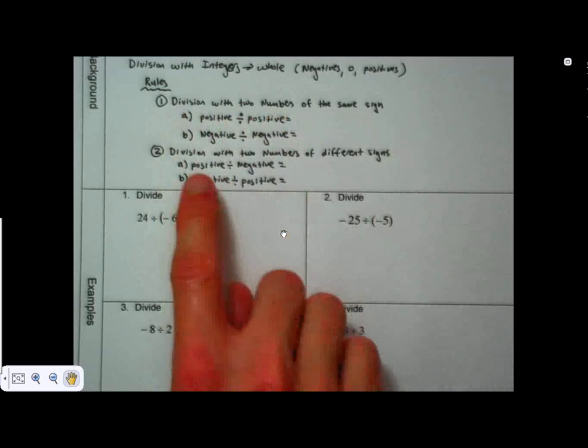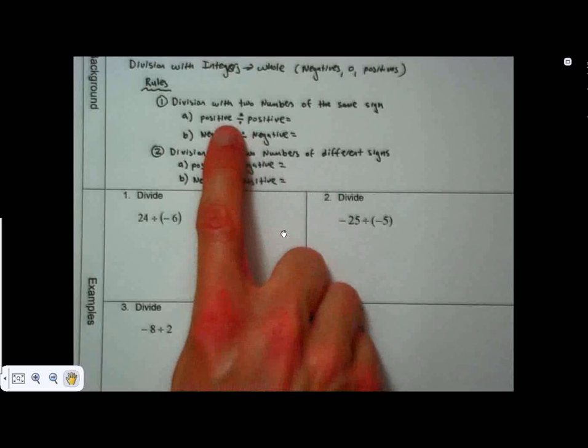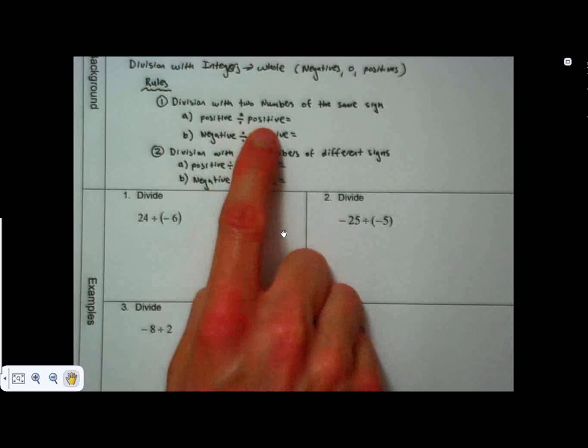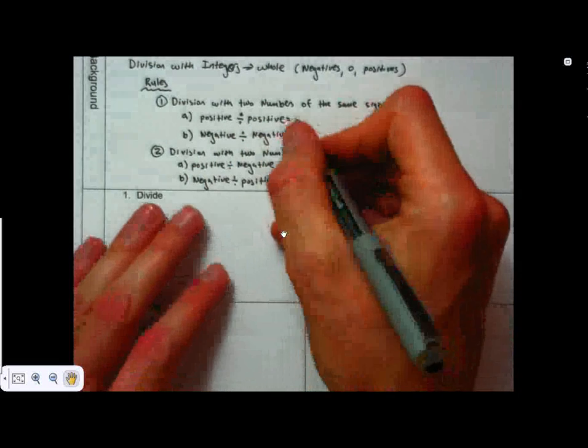So if you watch the multiplication video, this is going to be very familiar because division follows the exact same two rules that multiplication follows. So we have two situations. Either you're doing division with two numbers of the same sign, or you're doing division with two numbers of different signs. If you're dividing a positive by another positive, or a negative by another negative, then your answer is going to turn out positive.